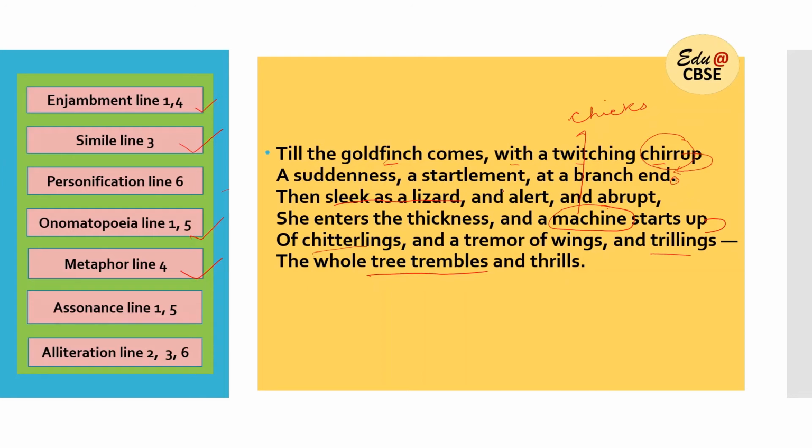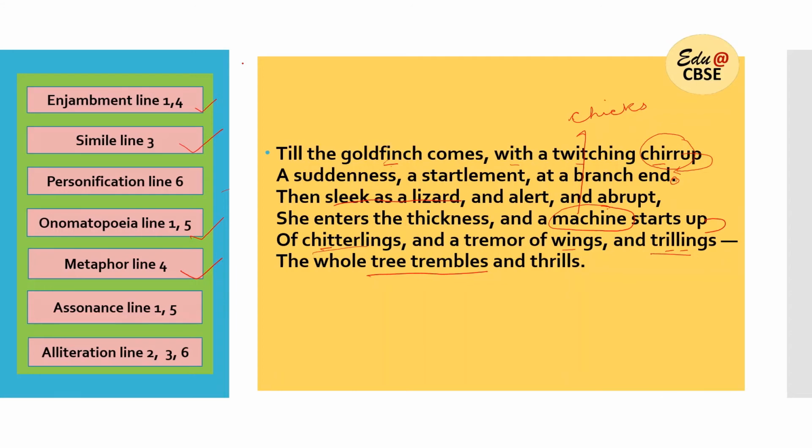Then we have it in line 5 also. Again it's the same I sound: chitterlings, wings, trillings, and here two eyes. Then alliteration in line 2, 3, and 6. You can identify alliteration on your own, but quickly, I'll tell where we have alliteration.